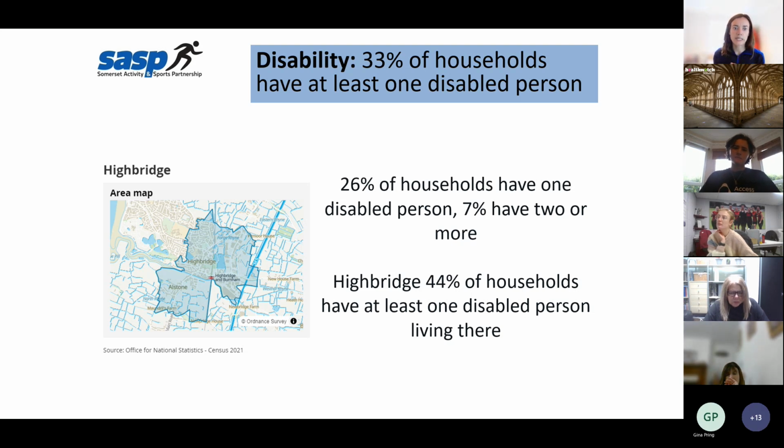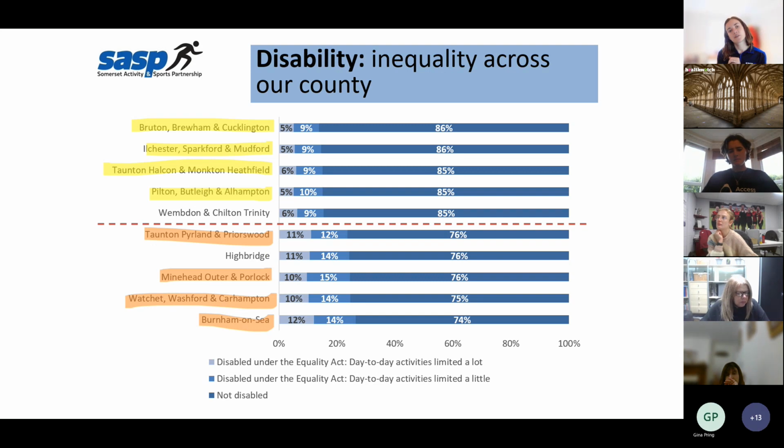Kind of moving on from that, we've seen that there is a bit of inequality across our county in terms of people who state that they have a disability. And it's in some ways similar to what we saw in the health outcomes. So this light blue line is those that have said that they are disabled and their day-to-day activities are limited a lot. So their day-to-day activities are limited quite a lot by their disability and what their disability is defined as. And then we've also got people who have stated that they've got a disability, but their day-to-day activities are limited a little.